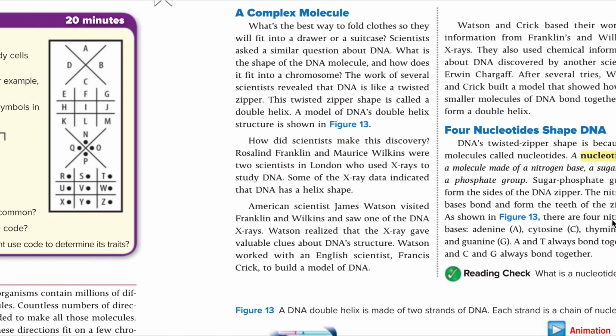These form the ladder structure of the DNA. There's 4 nitrogen bases that bond together and hold it all together: adenine, cytosine, thymine, and guanine, usually just represented ACTG. A and T always bond together, C and G always bond together.